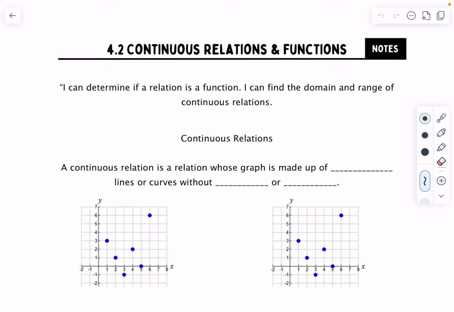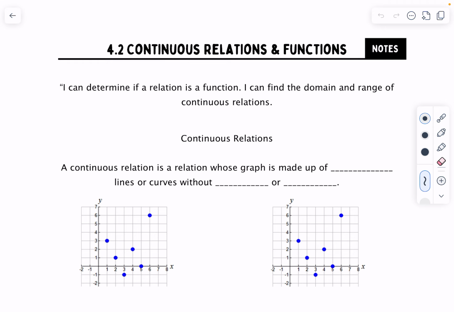Welcome back. We have talked about discrete functions in the previous lesson. That's one type of relation and function. We're now going to talk about a different type of relation called a continuous relation. So after the lesson today, you should be able to determine if a relation is a function still, just like last lesson, only presented differently. And you should be able to understand what a continuous relationship is and find the domain and range of these continuous relationships. So what is a continuous relation?